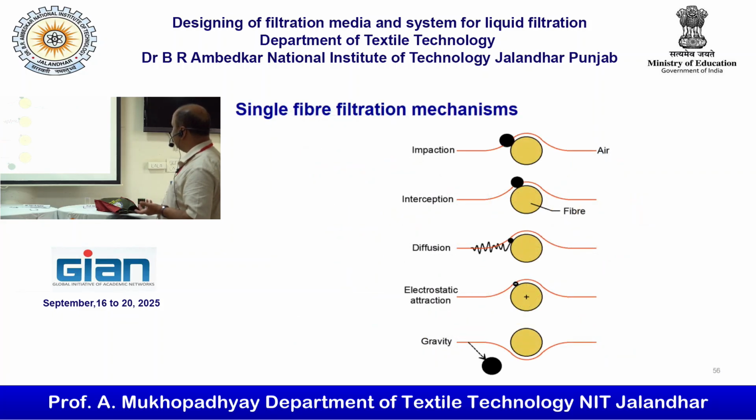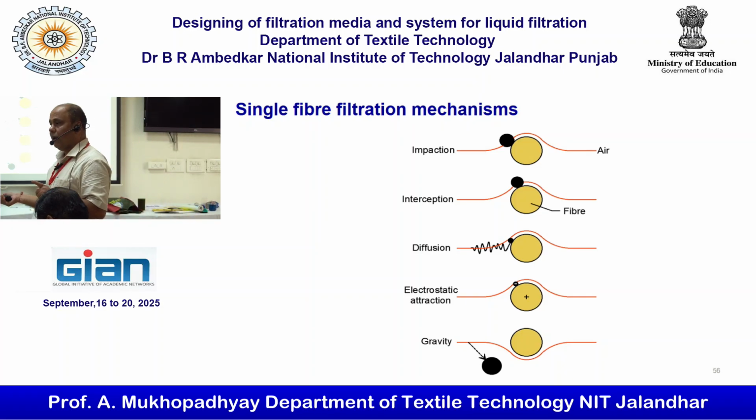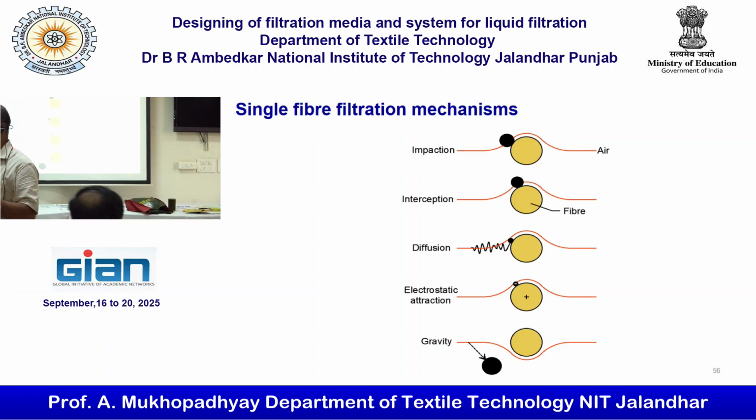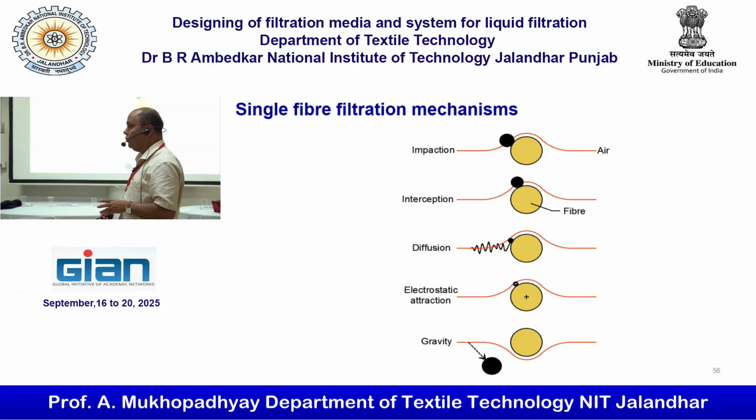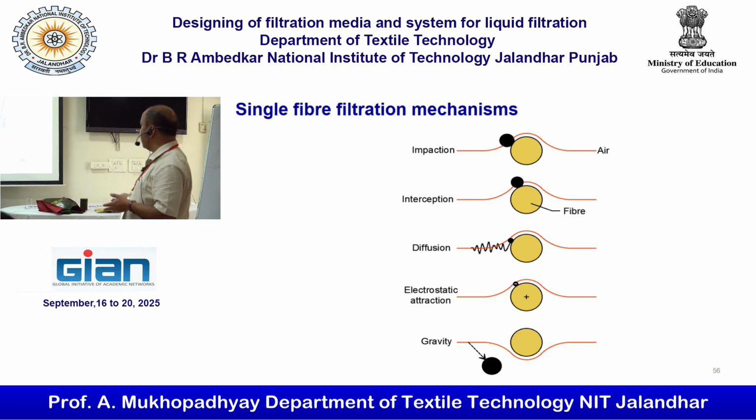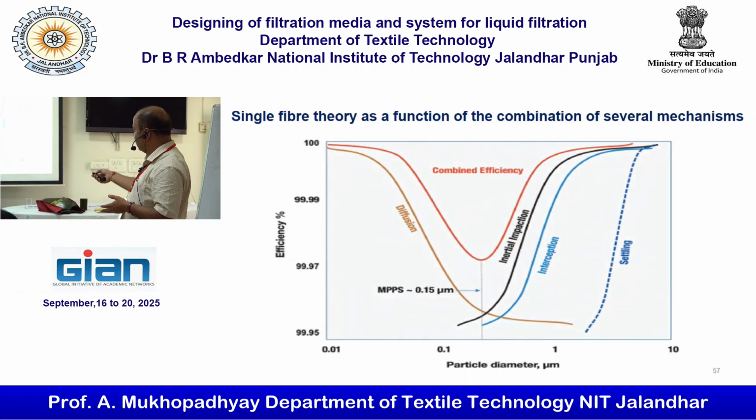Separately I have shown you diffusion, electrostatic attraction, and gravity. In the gravity case, although it is not interacting, on the downstream side you will not get this particle. That's why it is also being counted. If you count it by number, it is getting counted because it does not come to the downstream side. It will fall. So gravity is counted, otherwise it is not interacting directly with the fiber.